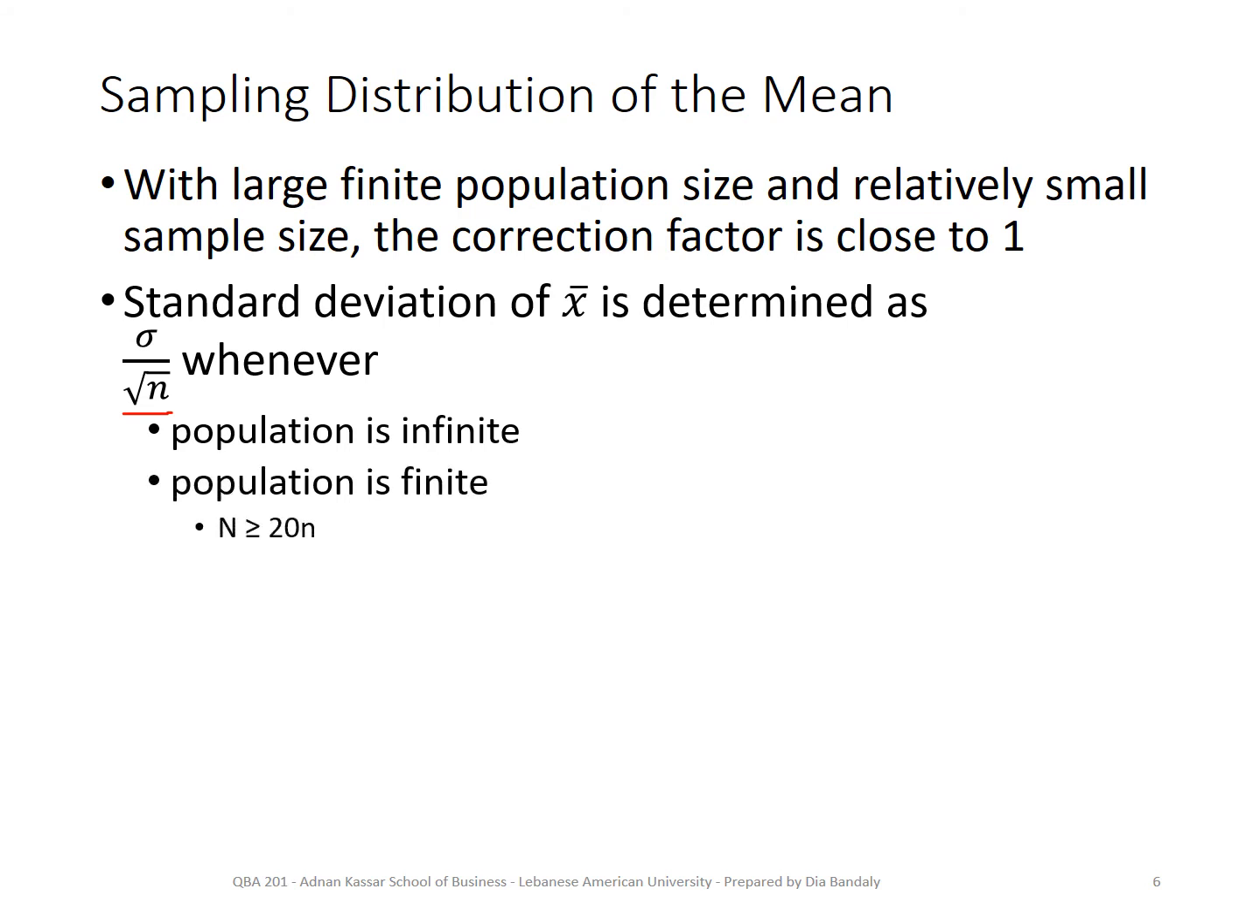However, when capital N, the population size, is much larger than small n, which is the sample size, what's the criterion for much? It's greater than 20 times n. Okay, in these two cases, then we're going to use that simple relationship between sigma x bar and sigma.